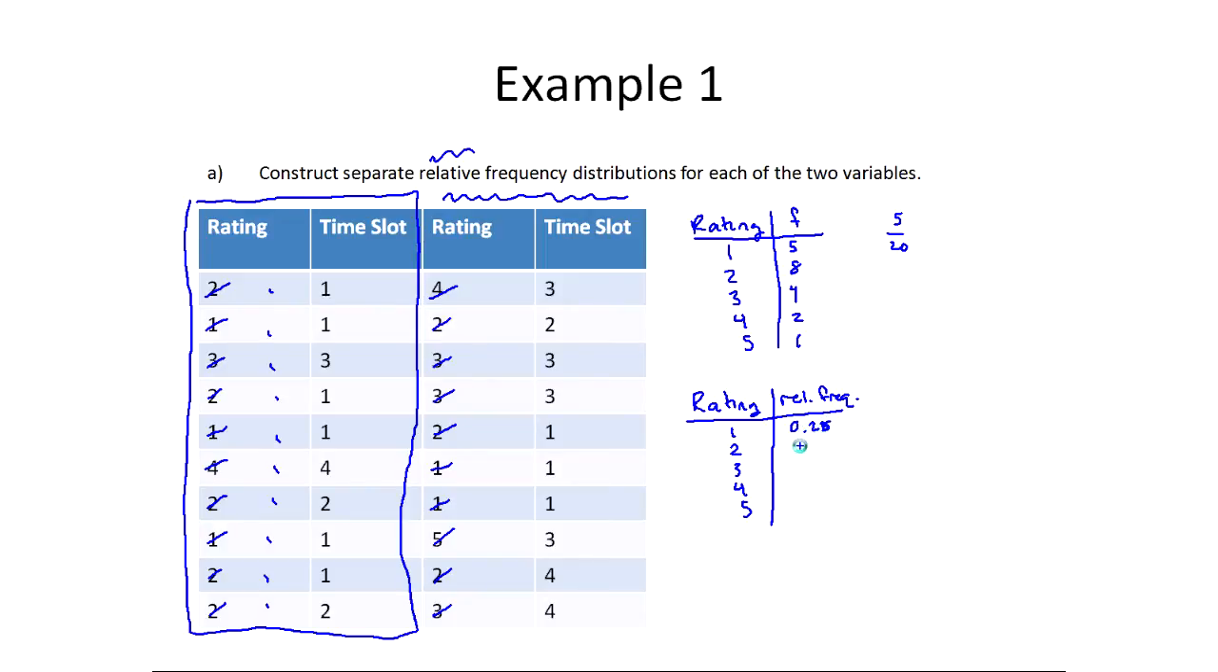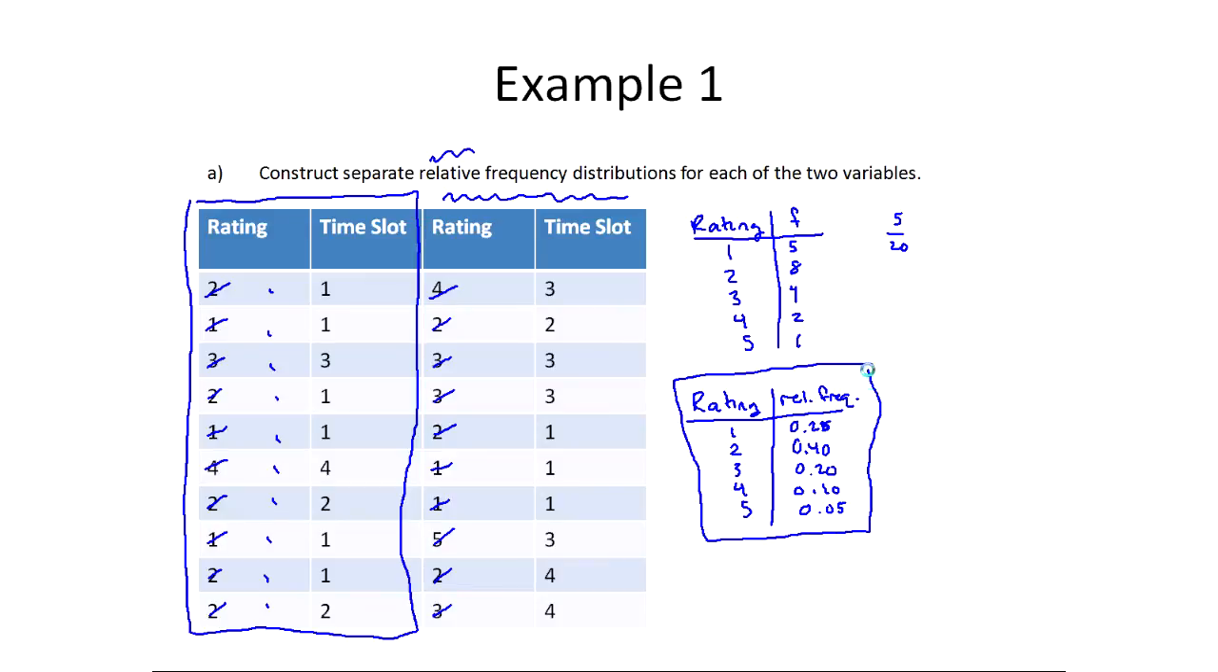The next one is 8 out of 20, which is 0.4. I'll write it as 0.40 since we had 2 decimal places here to be consistent. The next one, rating 3, was 4 out of 20, so that's going to be 1/5. So that's 0.2 or 0.20. Next one's 2 out of 20. In other words, a tenth, 0.10. And then the next one's 1 out of 20, which will be 0.05.